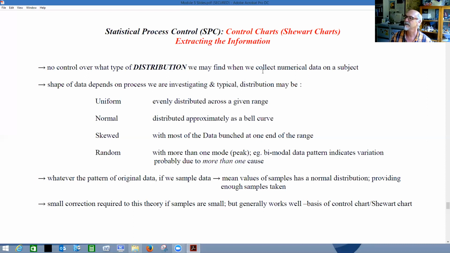Now, the shape of the data depends on the process we're investigating, and typical distributions may be uniform, normal, skewed, or random. So the uniform one's evenly distributed across a given range. Normal is distributed, you get a bell curve, and then skewed would be where the bell curve is bunched and moves across. Random, you get what's called modal or bimodal, and this is the key feature of these mathematical models: if you get this bimodal or multimodal thing, then that's telling you that there are multiple causes of problems, of failures. So therefore it helps you with your analysis.